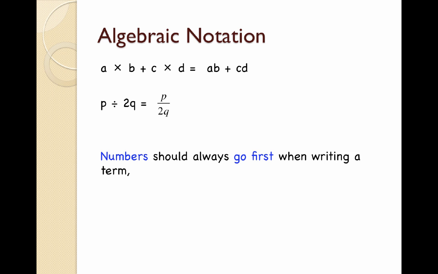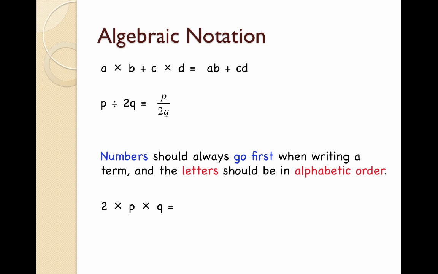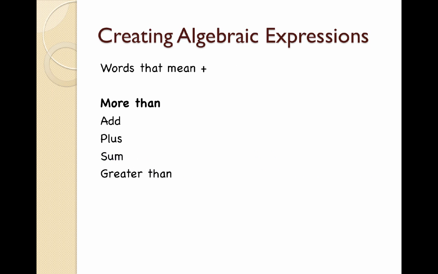Numbers should always go first when we're writing a term, and the letters that we have should be in alphabetical order. So if I was to write 2 times p times q and I wanted to make that shorter, all I would do is write 2pq. They would all be next to each other. If I had the same letters and the same numbers but in a different order, when I simplify this, when I get rid of those times symbols, I wouldn't write qp2. What I would do is I would get rid of those times symbols and I would have the number first followed by the pq second. Those two things are exactly the same.